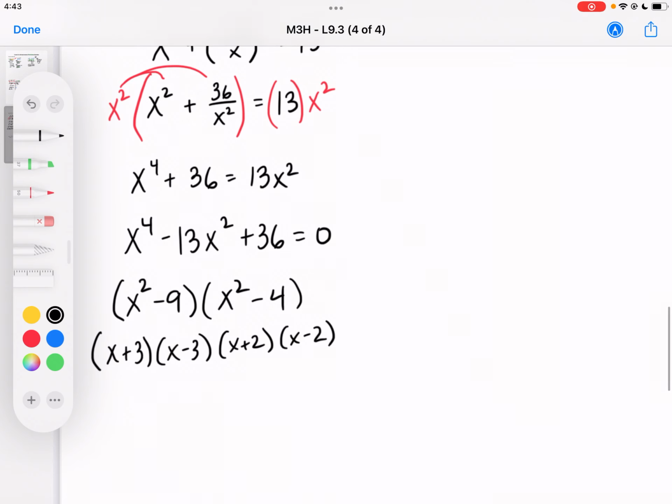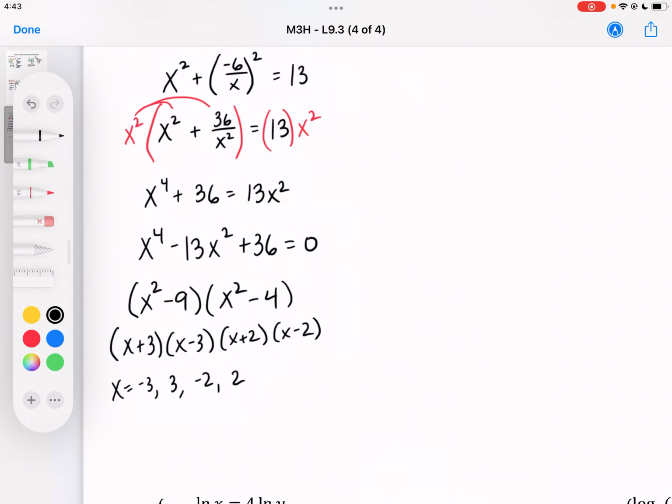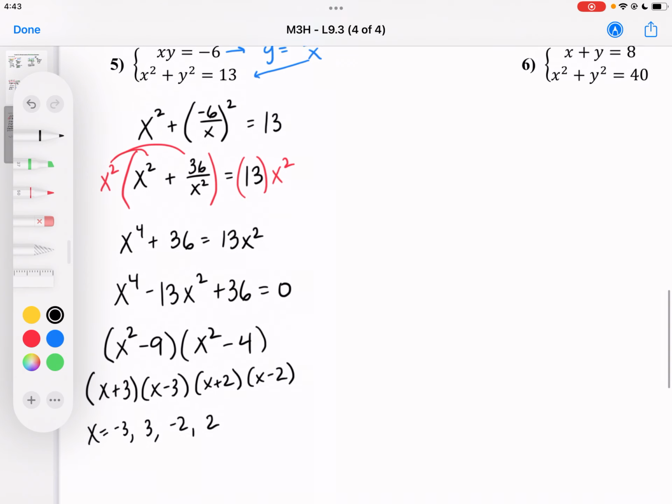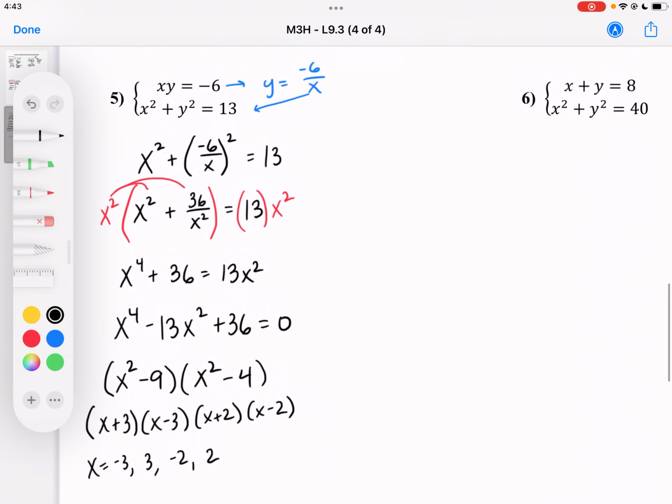All right, at this point, I'm going to go ahead and set all of those equal to 0. So I've got negative 3, positive 3, negative 2, positive 2. So a lot of answers. And let's go ahead and find our solution for each one.